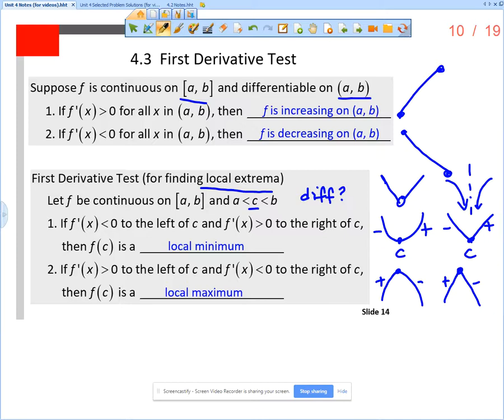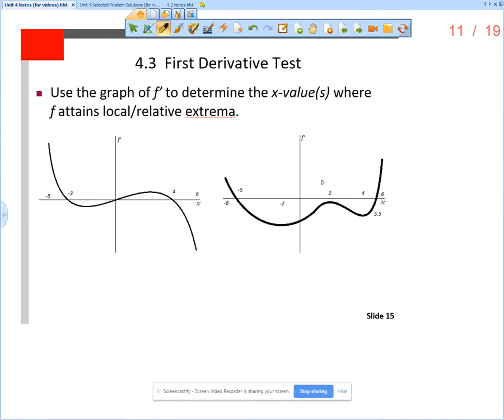All right, so now what we're going to be doing is actually looking at some functions. All right, so first of all, we started off graphically. All right, so these are both graphs of f prime. So pay particular attention to what graph you are given. All right, but it says use the graph of f prime to determine the x values where f attains local or relative extrema.